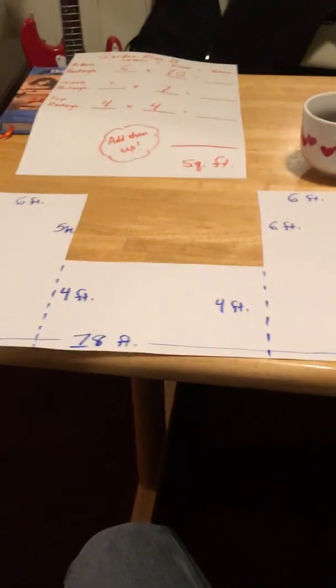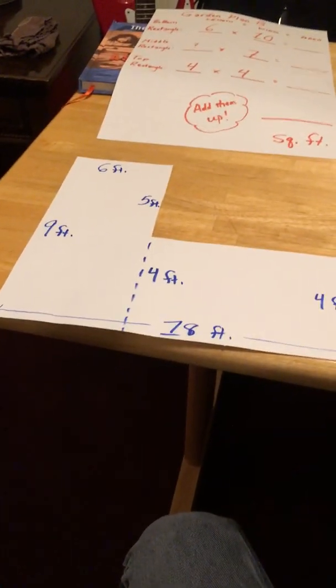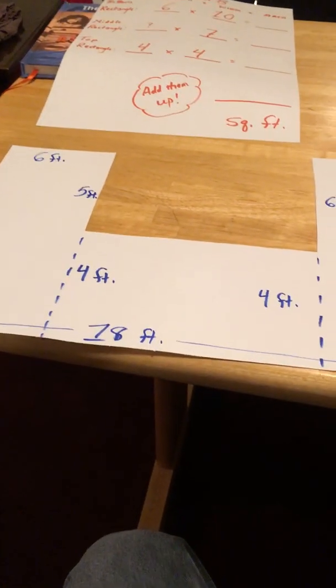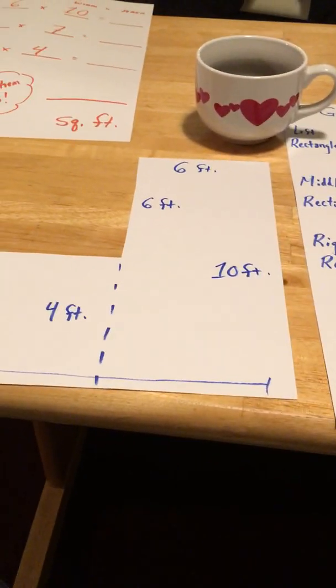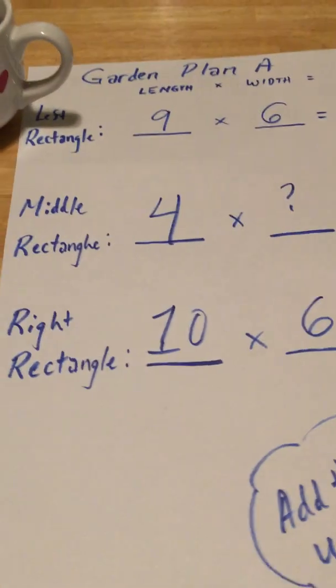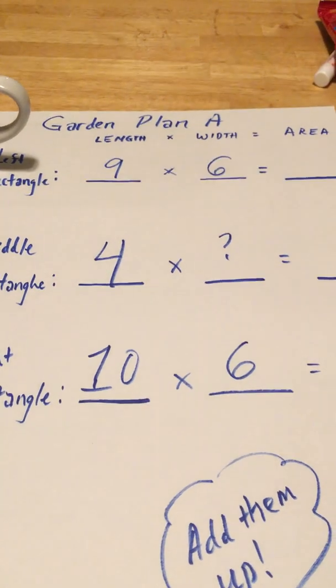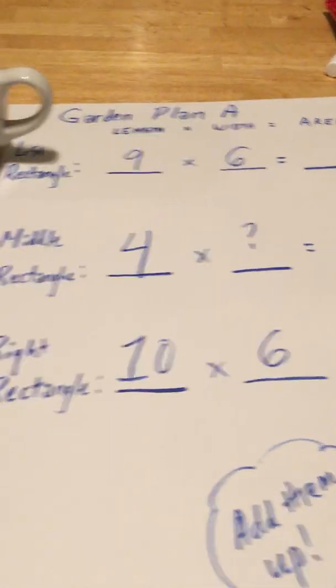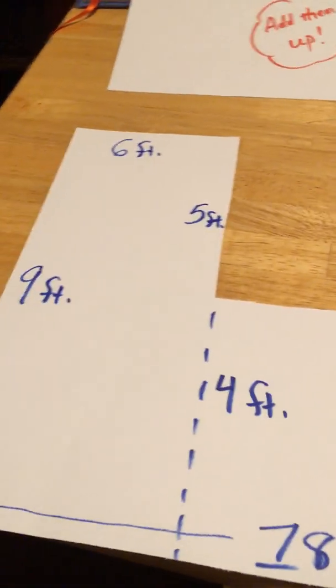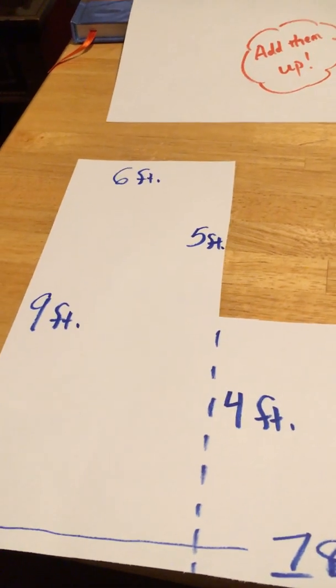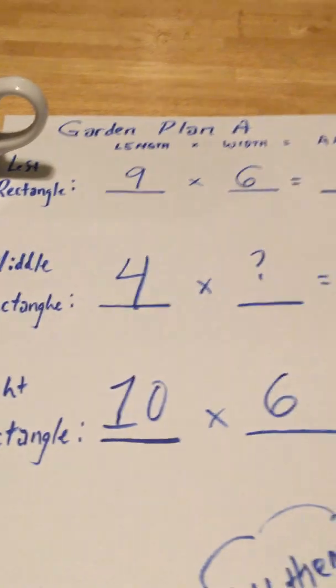If you were to divide it up into three rectangles, you might find that's a lot easier way to calculate. I went ahead and divided this one up into a left rectangle, a center rectangle, and then finally a right rectangle. I made a little chart, and I figured out the calculations. The left rectangle is 9 feet in length, 6 feet in width. So I came back over here and put that all up in my table.